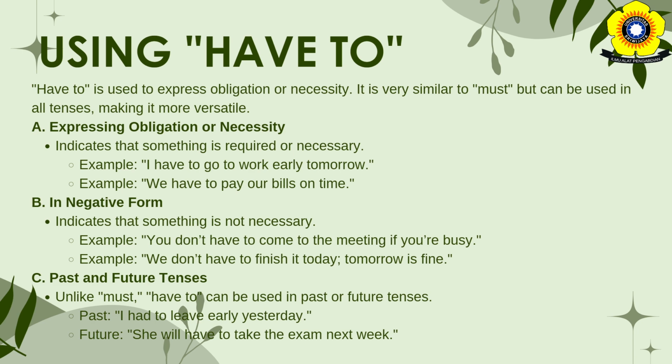In negative form, it indicates that something is not necessary. Examples, you don't have to come to the meeting if you are busy. We don't have to finish it today. Tomorrow is fine. Past and future tenses. Unlike must, have to can be used in past or future tenses. For past, I had to leave early yesterday. For future, she will have to take the exam next week.